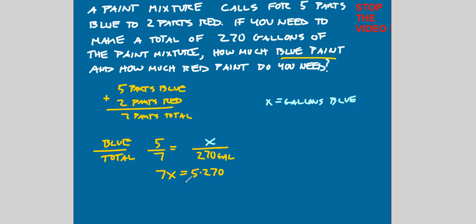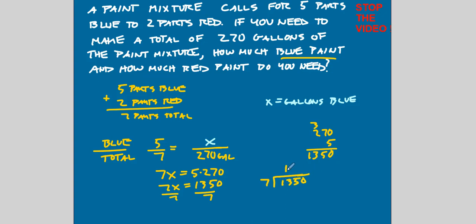Okay, so 5 times 270: 0 times 5 is 0, 7 times 5 is 35, carry a 3, 2 times 5 is 10, plus 3 is 13. So I have 7x equals 1,350. Solving for x, I have to undo this multiplication, use division, so I'm dividing 7 into 1,350.